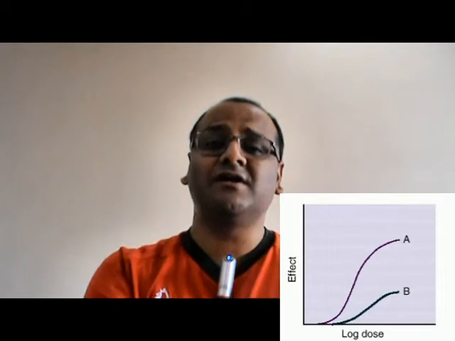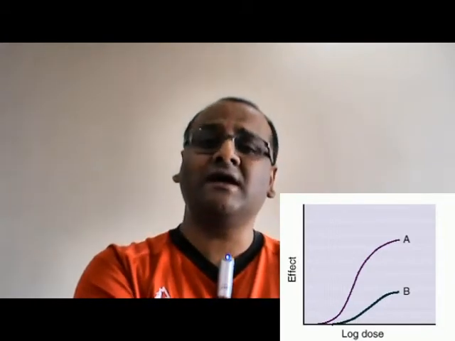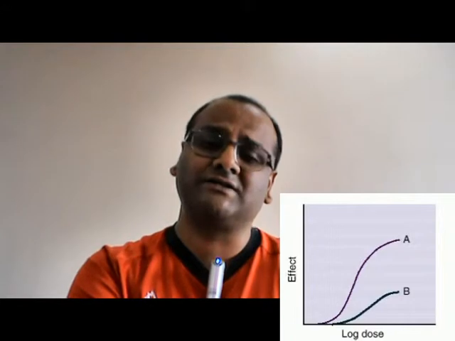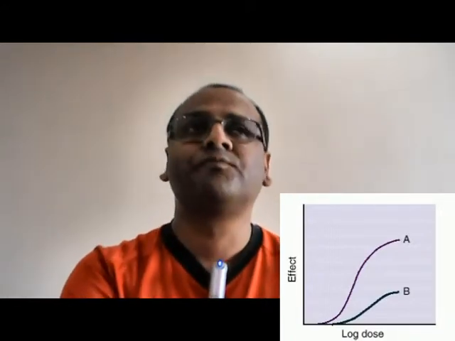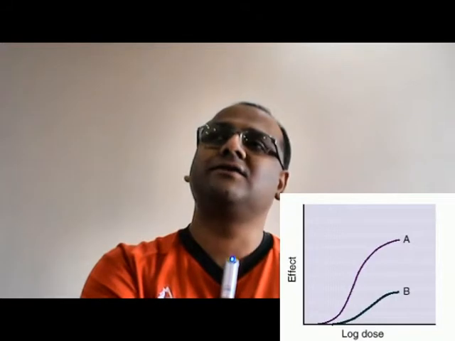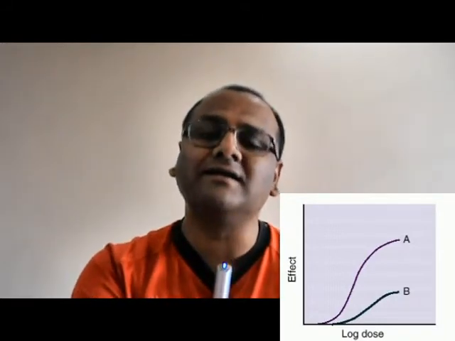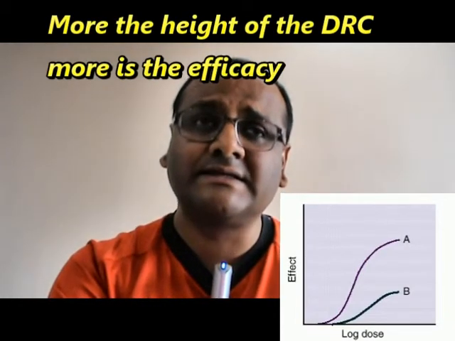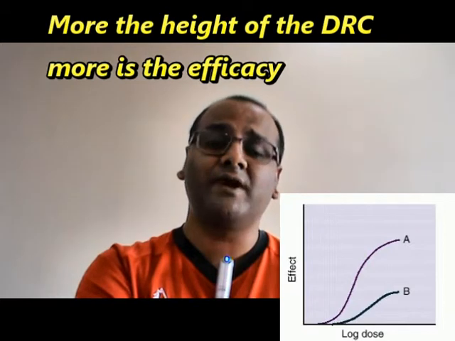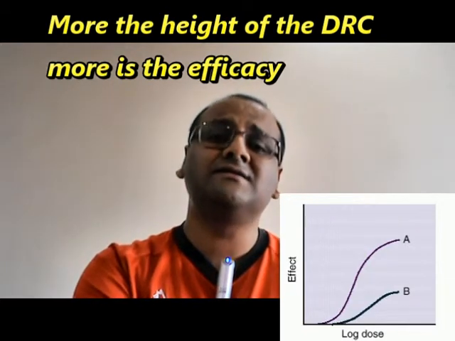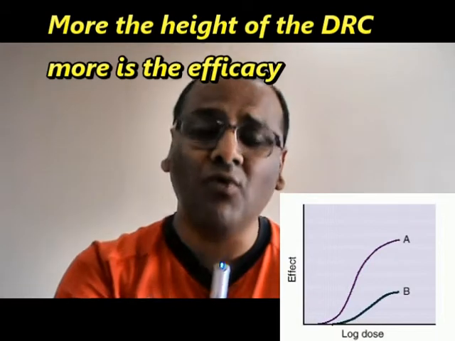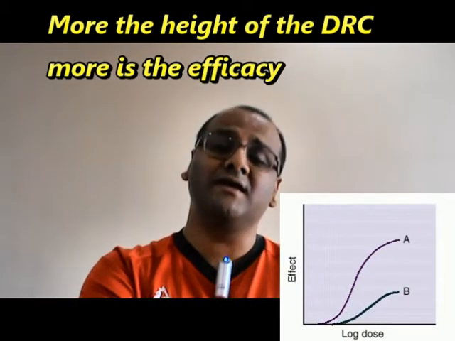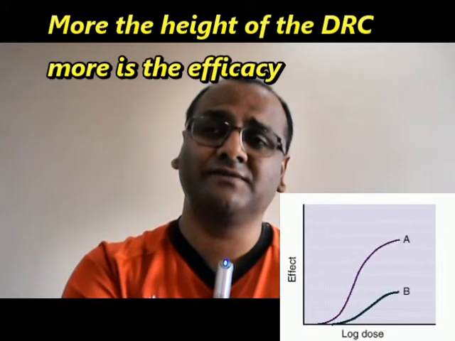If I want to show efficacy, on the other hand, efficacy is a measure of success, so always measured in terms of height. So here is a DRC of two drugs, drug A and drug B. Higher the DRC or dose response curve, higher is the efficacy of the molecule. So drug A is having a greater height as compared to drug B, and that's the reason that drug A here is more efficacious than drug B in treatment of a particular condition.